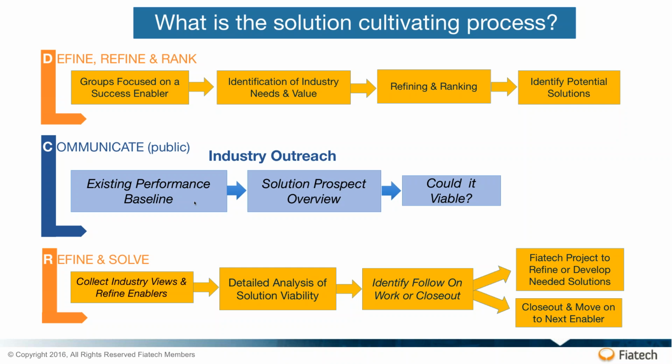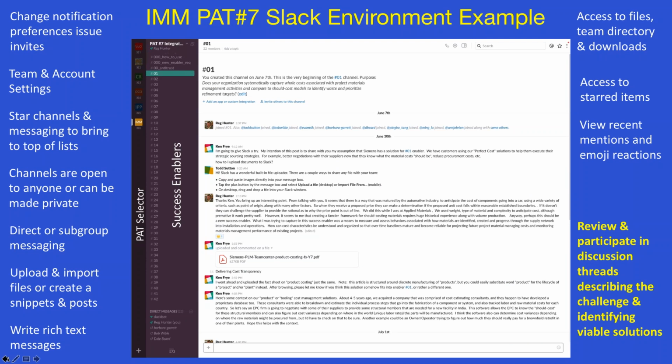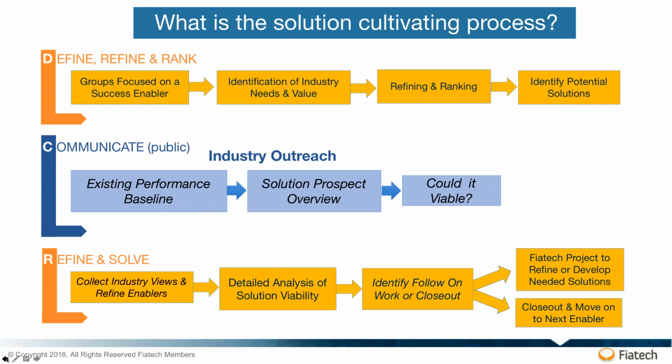So with that information, you start looking back within the PAT group, and you start collecting the industry views, and you refine the enablers still further. And then you start doing detailed analysis of various solutions and their viability. And then from there, you sort of either identify follow-on work or closeout. So you may generate a Fiatech project that needs to be done to resolve and reconcile the strategies, or you may actually just say, this has already been done. It fundamentally looks like this. And document it in the Slack environment so people can go and review it and then move on to the next most important pressing thing.